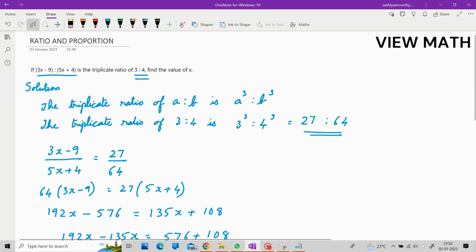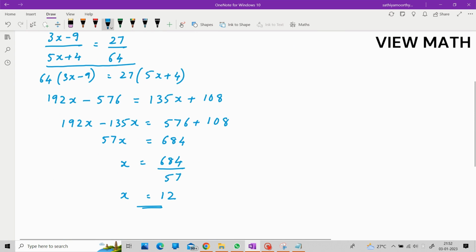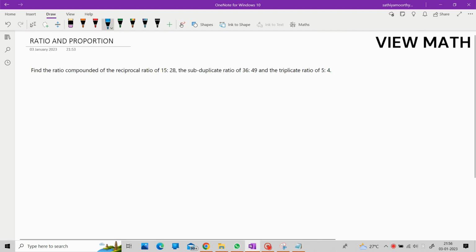In this problem, we have equated 3x minus 9 is to 5x plus 4 to the triplicate ratio of 3 is to 4, which is 27 is to 64. I have cross multiplied and simplified to find out the value of x. So here the x value is x is equal to 12. Now let's see the next problem.